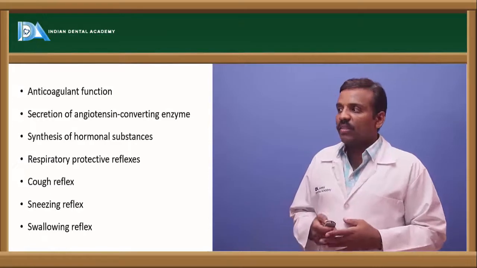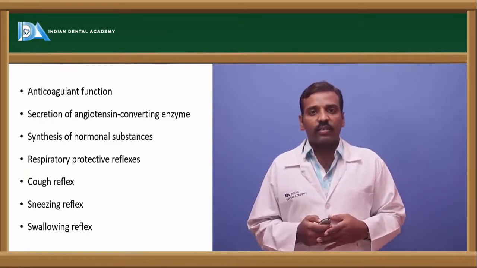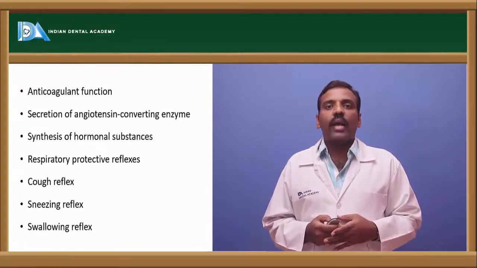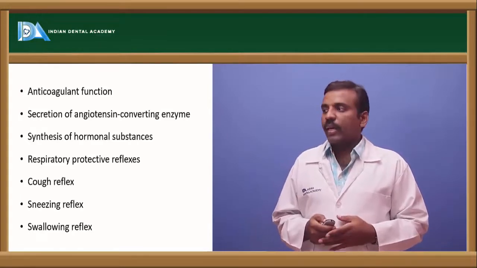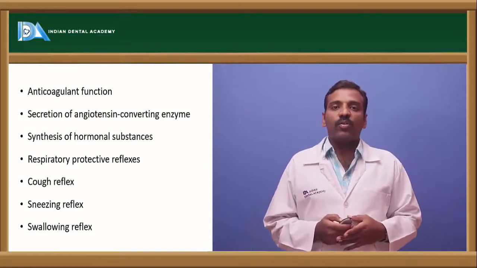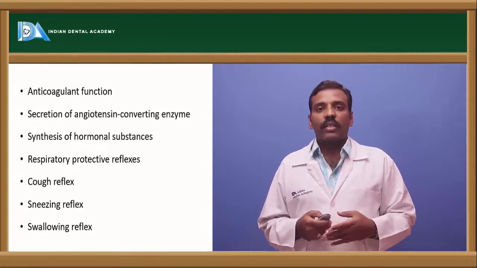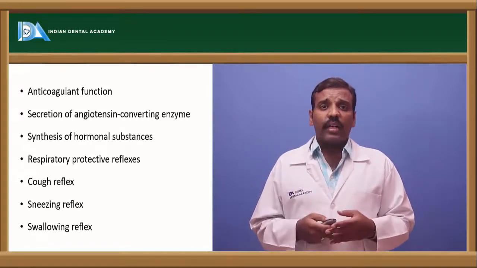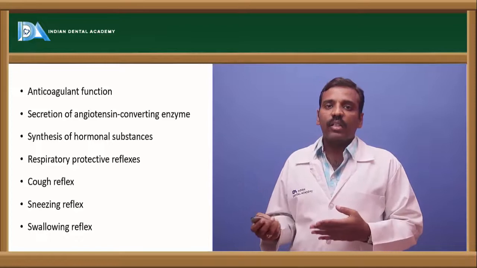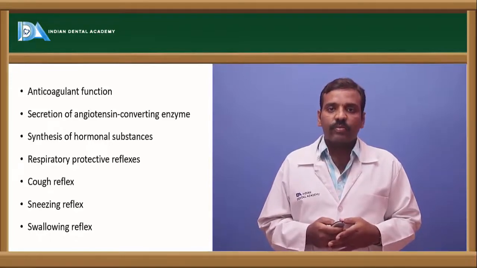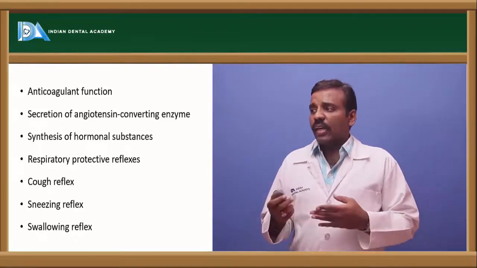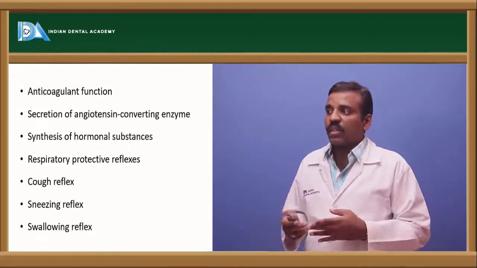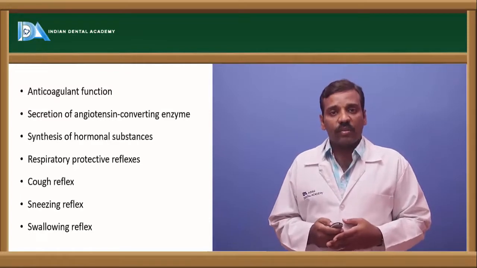And next one is synthesis of hormonal substances. It secretes hormonal substances like angiotensin 2 and angiotensinogen. And next one is respiratory protective reflexes. Like cough, yawning, hiccoughs, all these come under the respiratory protective reflexes. Cough reflex, sneezing reflex, and these following reflexes come under the respiratory protective reflexes.